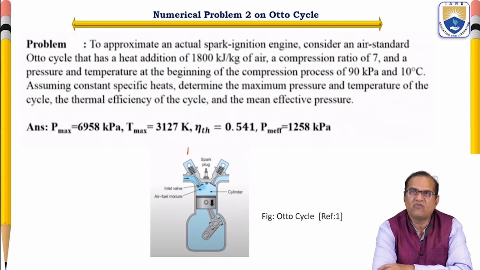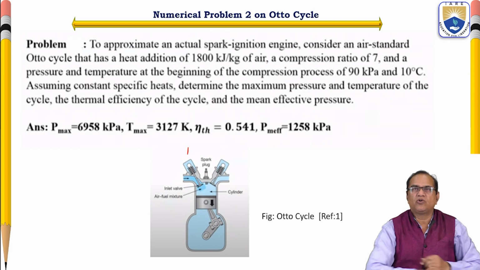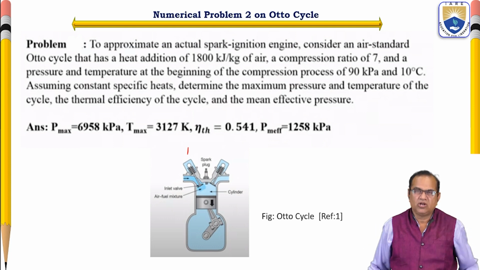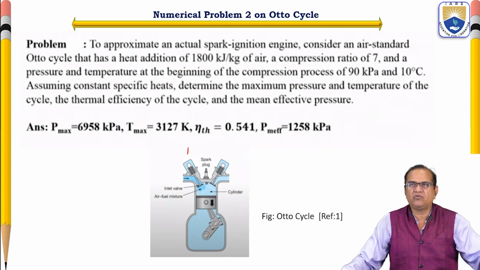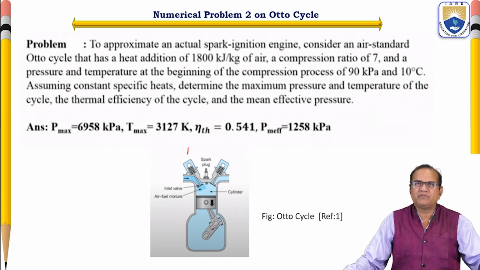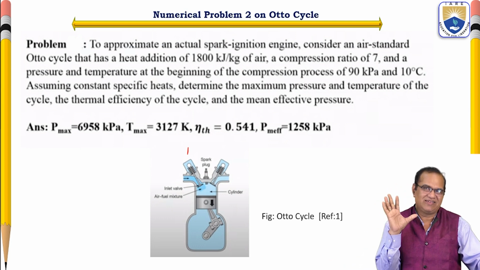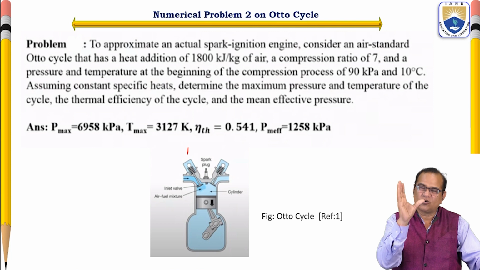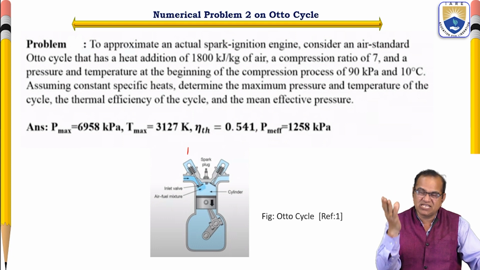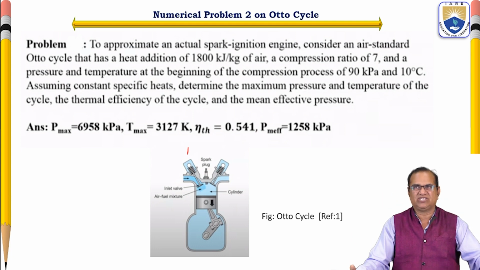Now I will go for the next problem, another problem for the Otto cycle. I am just reading it out. To approximate an actual spark ignition engine. Here it is a spark ignition engine, meaning Otto cycle, because Otto cycles are constant volume cycles and spark ignition is only used in petrol engines, and these petrol engines are spark ignition engines.